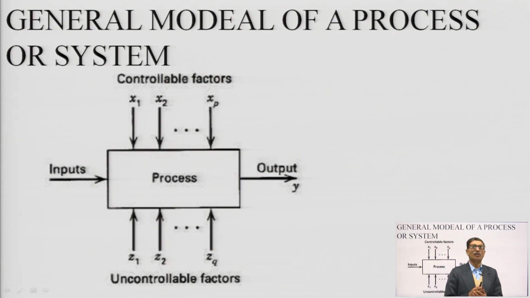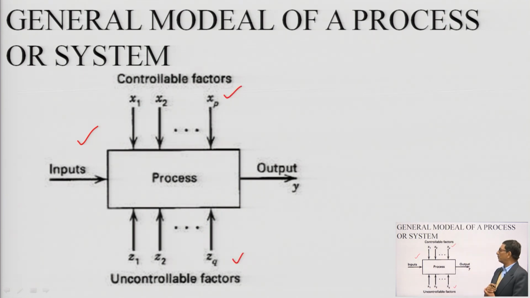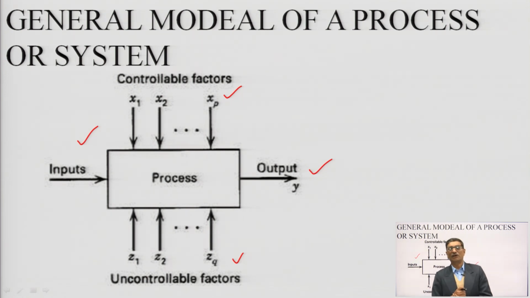This is the general model of a process or system. In the process, we have inputs, and there are two types of factors. Some factors are controllable factors and some factors are uncontrollable factors, and after processing the input with these two types of factors, we get the output, that is y. So, this is the general model of a process or a system.